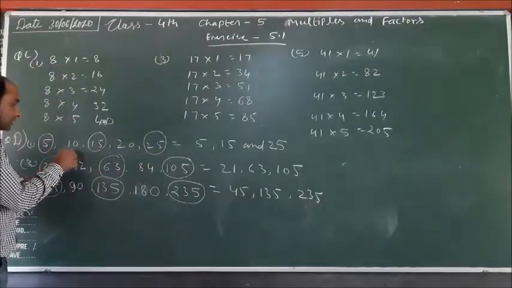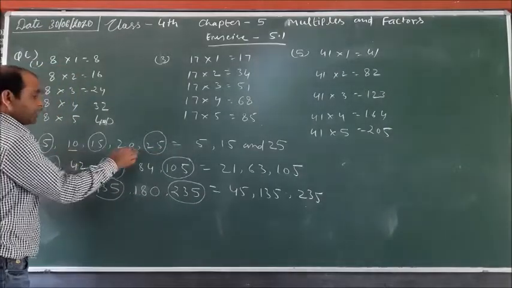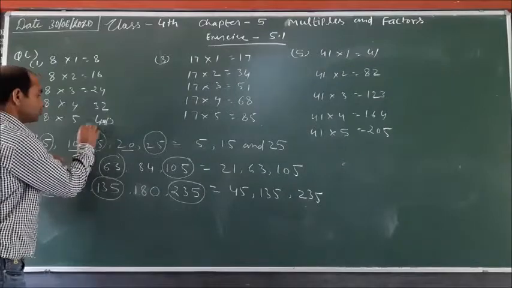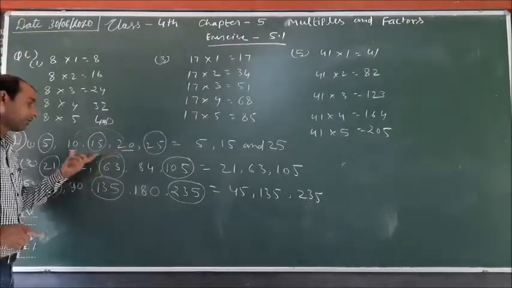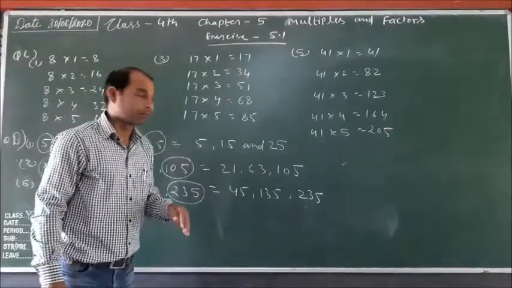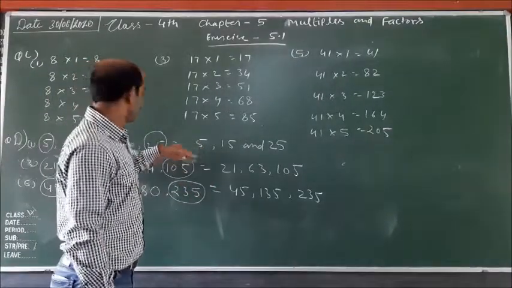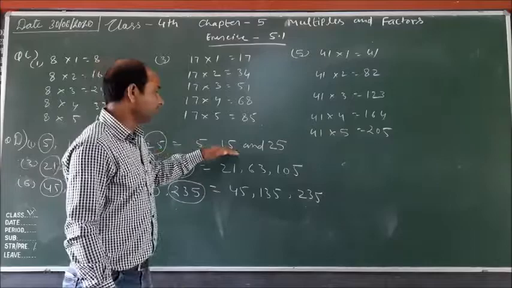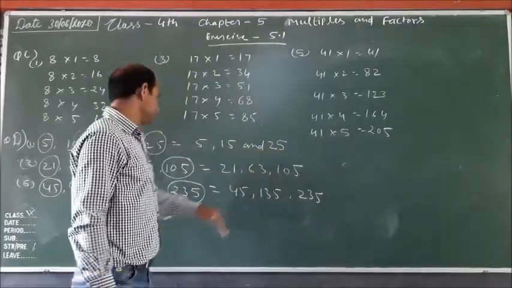But in this question, here 0 and here 0. These two numbers are even numbers. But 5, 15 and 25 are odd numbers. So the odd multiples of 5 are 5, 15 and 25.